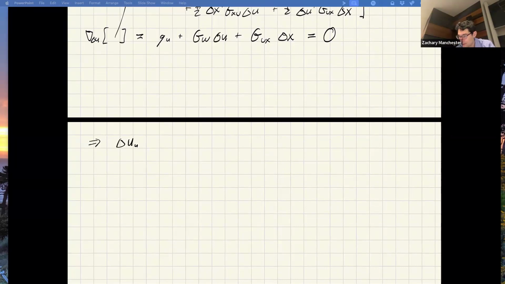Delta u_{k-1} equals minus G_uu inverse little g_u. So we get a constant term. And then we're going to get minus G_uu inverse G_ux delta x. And these two terms, unsurprisingly, we're going to call the term that multiplies delta x K. And this is exactly the same K from LQR.